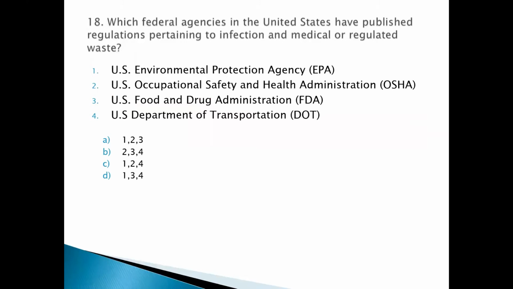U.S. Environmental Protection Agency, U.S. Occupational Safety and Health Administration, U.S. Food and Drug Administration, or U.S. Department of Transportation. You can pick 3 of the above.